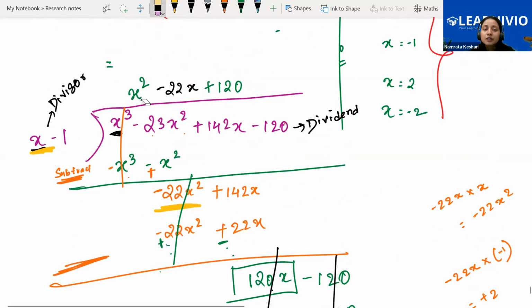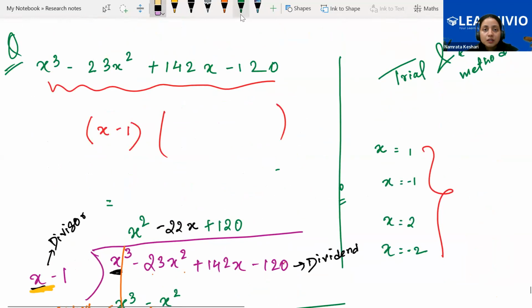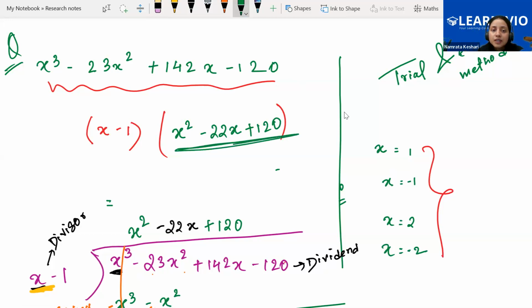Now what is the quotient? The quotient is x square minus 22x plus 120. Have you got the same, Saad? x square minus 22x. Yes, have you got the same? We got the other factor also. Any confusion so far? Got it? Now, is it possible to split it again? Yes, maybe by splitting the middle term. Check it.